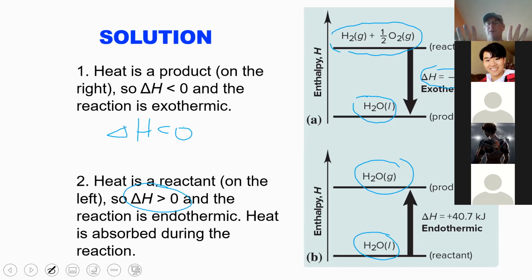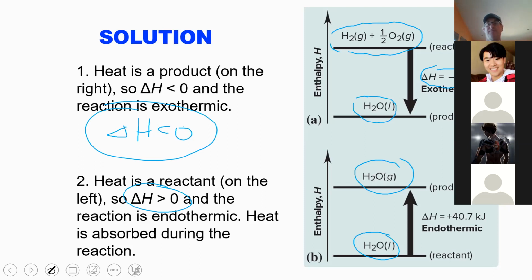That is an exothermic reaction. That heat was in the form of chemical bonds that are being made in the reaction, and then that energy is released to us. So that is an exothermic reaction. And so since it's exothermic, delta H is less than 0, because the system now has less energy than it used to.